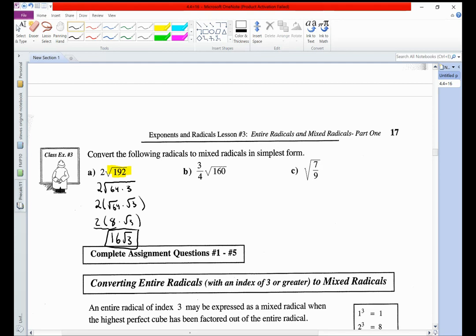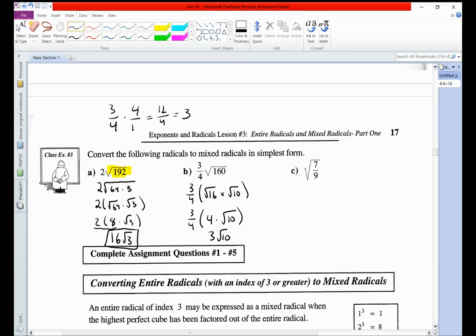Same with 3/4 multiplied by the square root of 160. So we do 3/4, and then we can split 160 into the square root of 16 times the square root of 10. And then we have 3/4 times 4 multiplied by root 10. And then 3/4 times 4, hopefully your multiplying fractions is okay. 3 times 4 is 12. 4 times 1 is 4. 12 over 4 is 3. So we get 3 root 10.